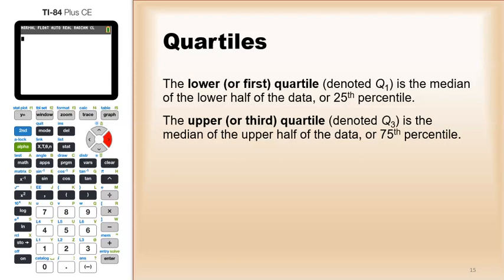So the lower quartile, or the first quartile, which we denote Q1, is the median of the lower half of the data, which is the 25th percentile. The upper quartile, otherwise known as the third quartile, or Q3, is the median of the upper half of the data, or the 75th percentile. And if you're interested, the median is also a quartile, technically. It's Q2, the second quartile, but 2/4 is 1/2, so we usually just call it a median.